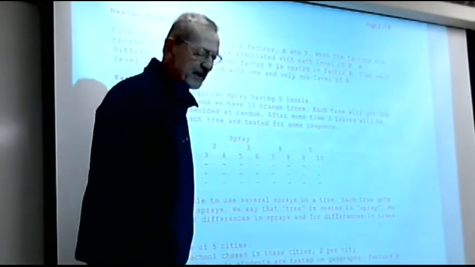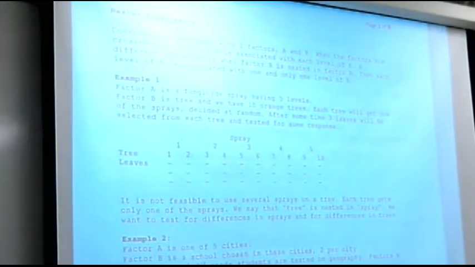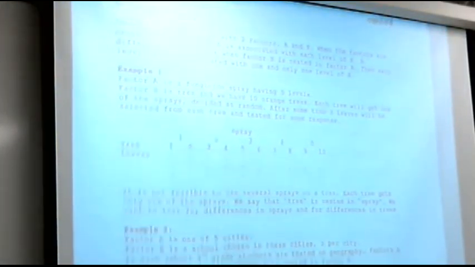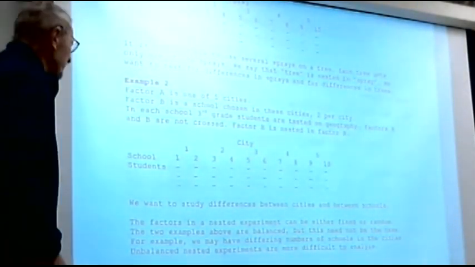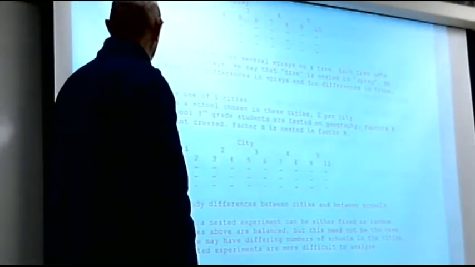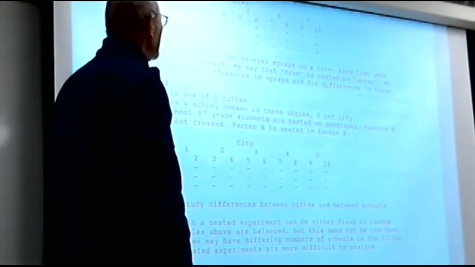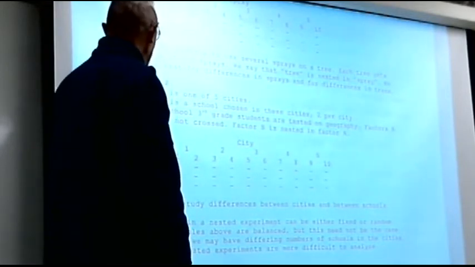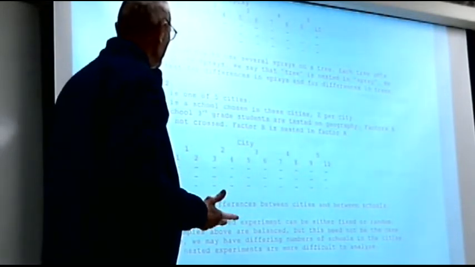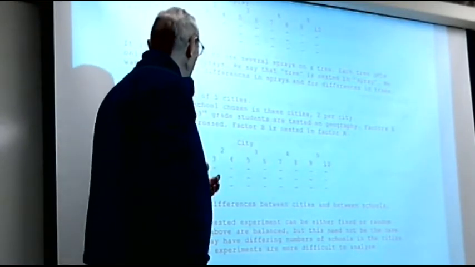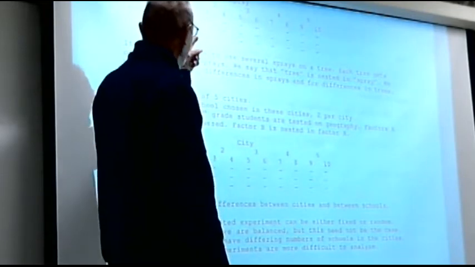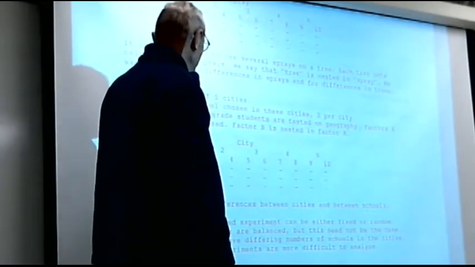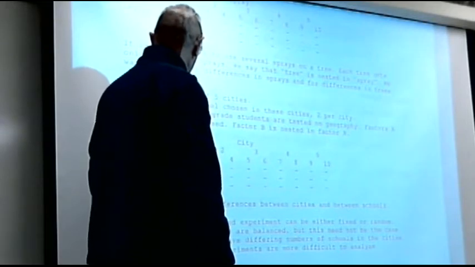Down here with the classes in the city, it's a pretty similar situation. We have 5 cities, and we want to study 3rd grade students. They're going to be tested on geography, so how do we get 3rd grade students? I'm sorry, I should have made the numbers exactly the same as the numbers up here. We have 2 classes selected from each city.